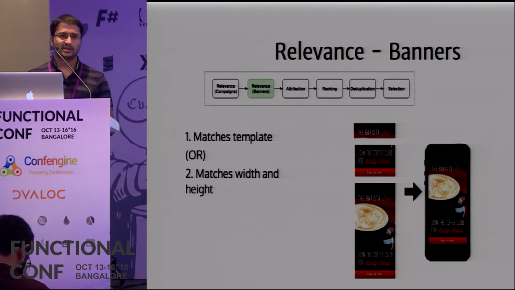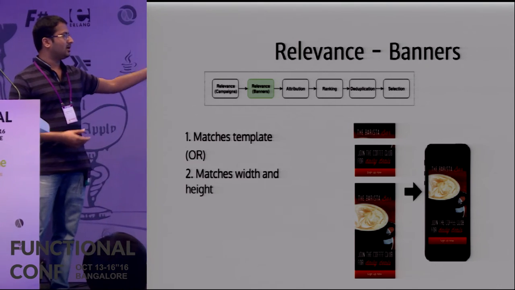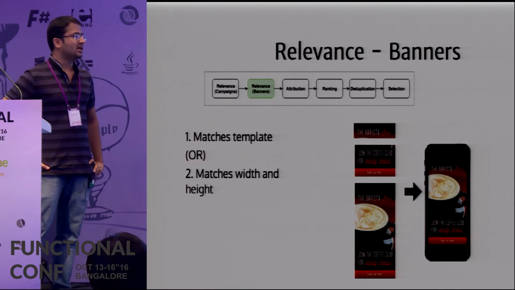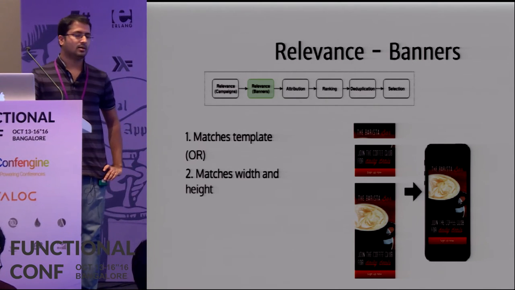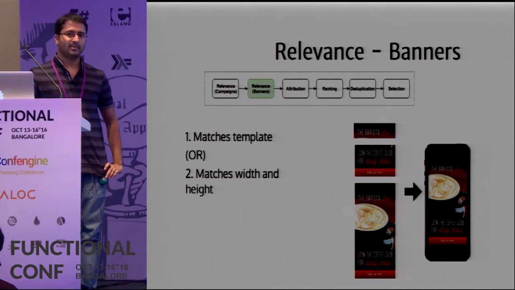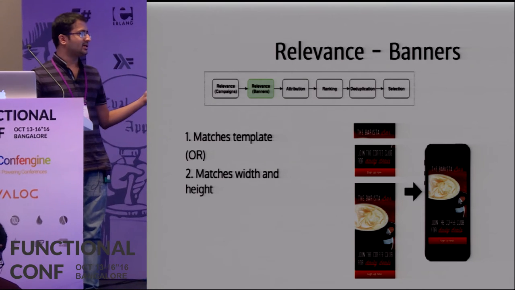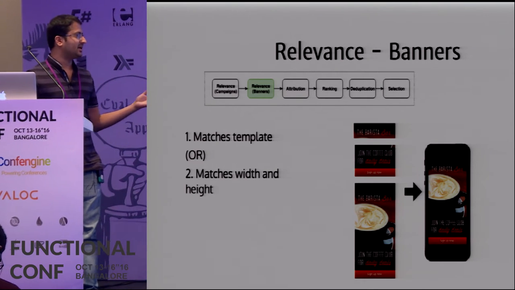And the filtering criteria here could be in two ways. One is you either match the template or you match the dimension. So template here is a concept that is often used in advertising in apps where a banner either fits a template or it doesn't fit a template. In the examples which I showed earlier, Brand Story has a different template and Carousel Ads have a different template.